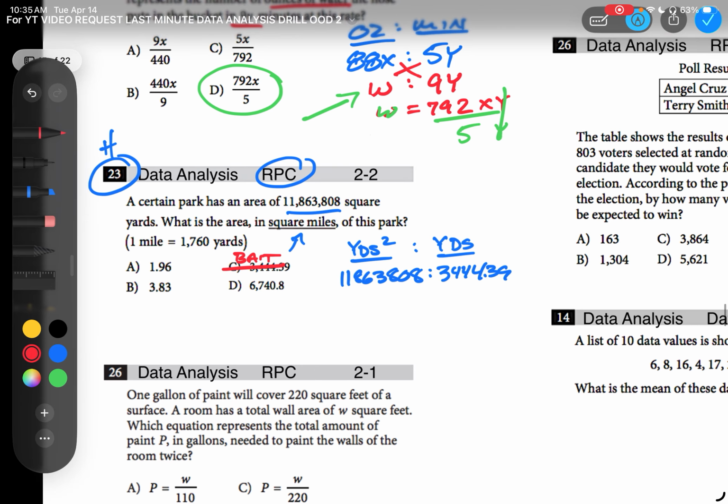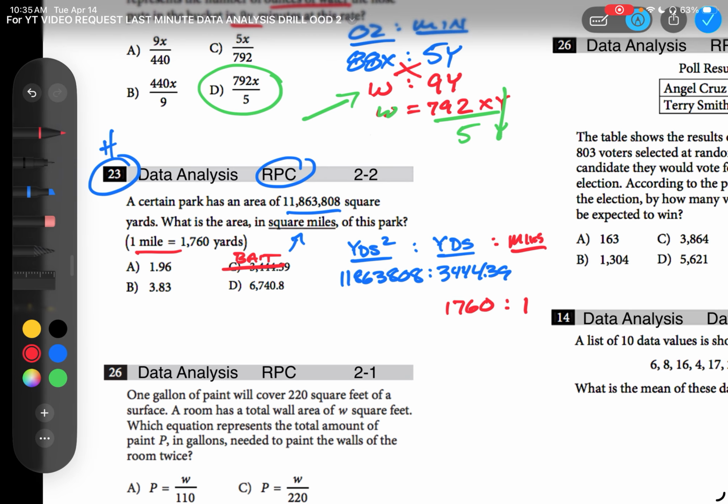So if we're going to be dealing with square miles, here, let me write my miles. I got to figure out the number. Oops. I got to figure out the number of miles. So that is a label. They give me this 1 mile. Check out what I do. 1 mile is the equivalent of 1760 yards.